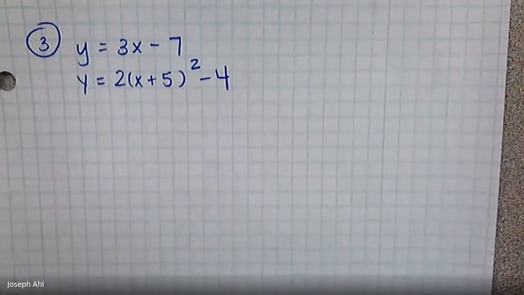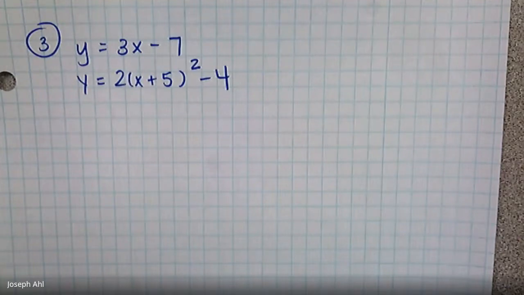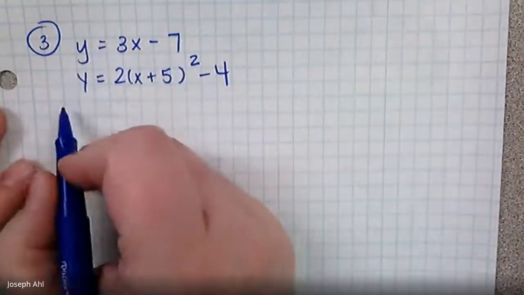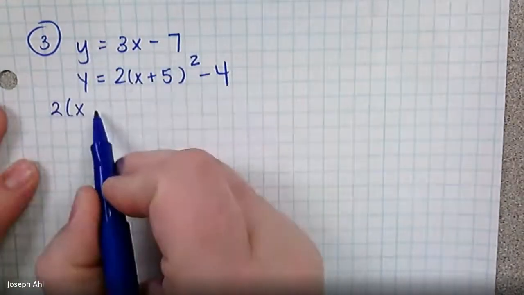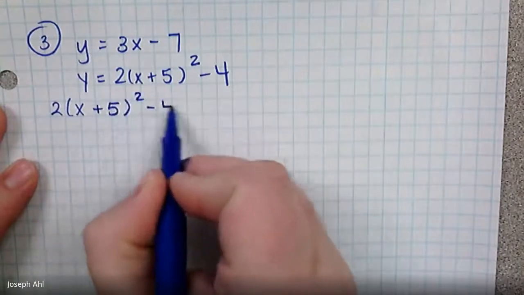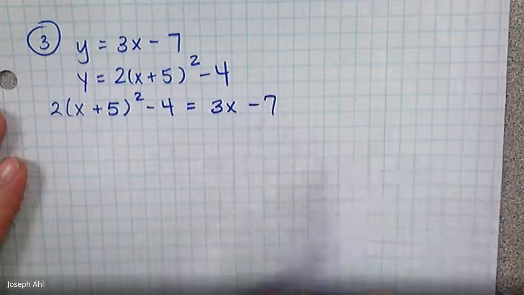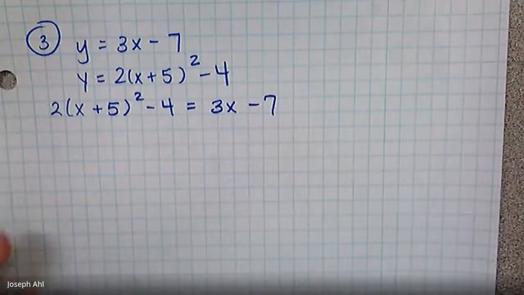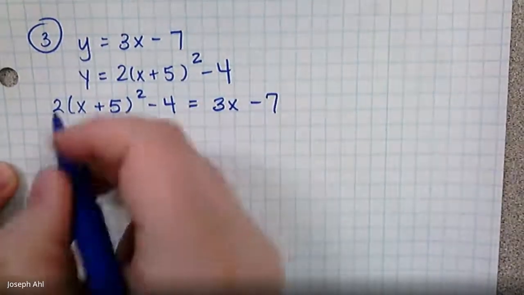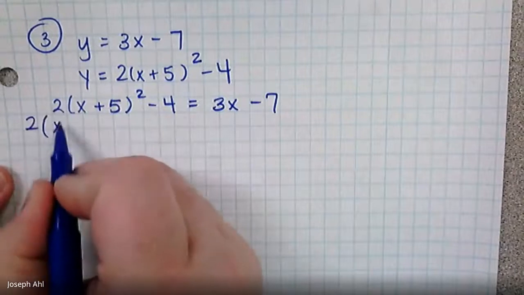Okay. The nice thing about this example, as compared to what we did in number 2, is that they both already say y equals. So we don't have to do any rearranging. If these both say y equals, you can actually just start right away by setting those equations equal in terms of x. So 2 times (x plus 5) squared minus 4 is equal to 3x minus 7. And now we just got to do a lot of algebra to clean up. I'm going to go through this kind of quickly. Hopefully I don't make too many mistakes in that.